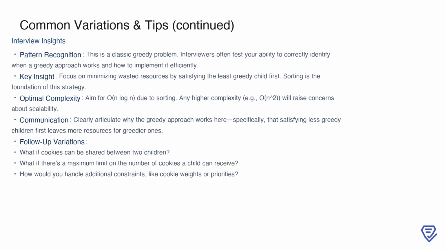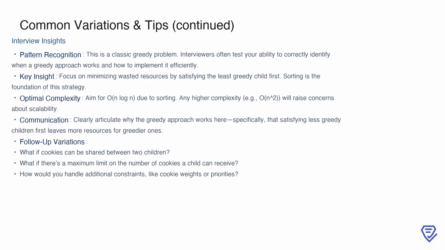When it comes to interviews, it's important to recognize this as a classic greedy algorithm problem. Interviewers often want to see if you can identify when a greedy approach is appropriate and implement it efficiently. The key insight here is to minimize wasted resources by satisfying the least greedy child first. Sorting the arrays lays the foundation for this strategy. Aim for optimal complexity, which is O(n log n) due to the sorting step. Any higher complexity, such as O(n squared), could raise concerns about scalability in an interview setting.